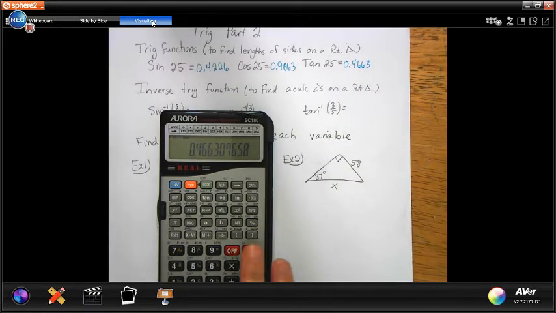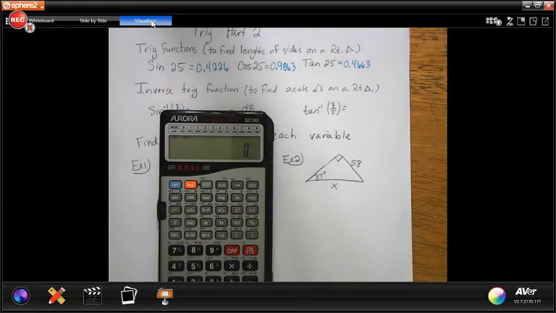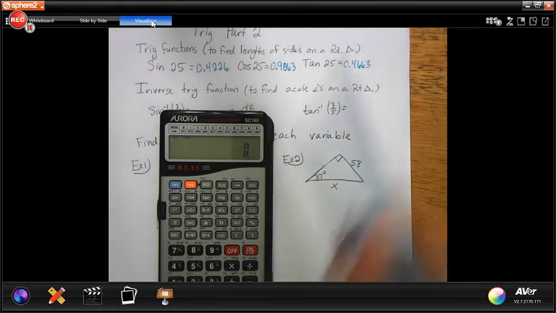Okay, that's how to do that. And you're going to have questions like that on your test. They're going to give you a trig function, they're going to give you a number, and they're going to want a decimal. Make sure to read the directions on how to find the correct decimal.